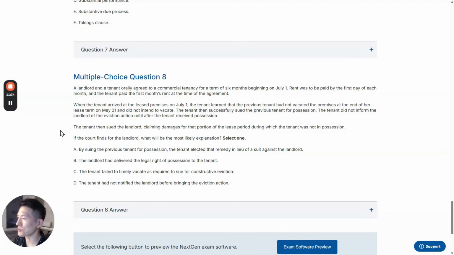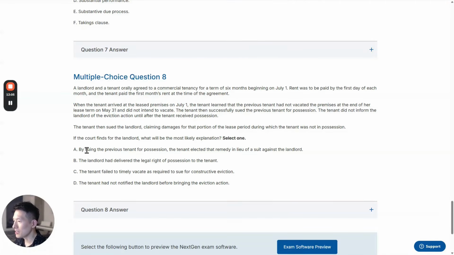The tenant then sued the landlord, claiming damages for that portion of the lease period during which the tenant was not in possession. If the court finds for the landlord, what will be the most likely explanation? Select 1. So we are assuming right off the bat that the landlord has won this suit against the tenant. So there's got to be some basis for the landlord to win this action against the tenant. Let's take a look at the choices here.